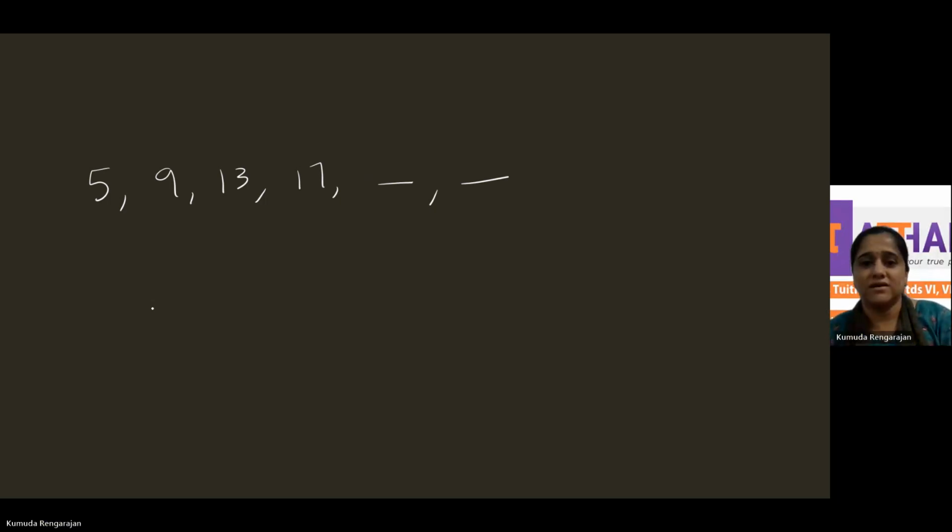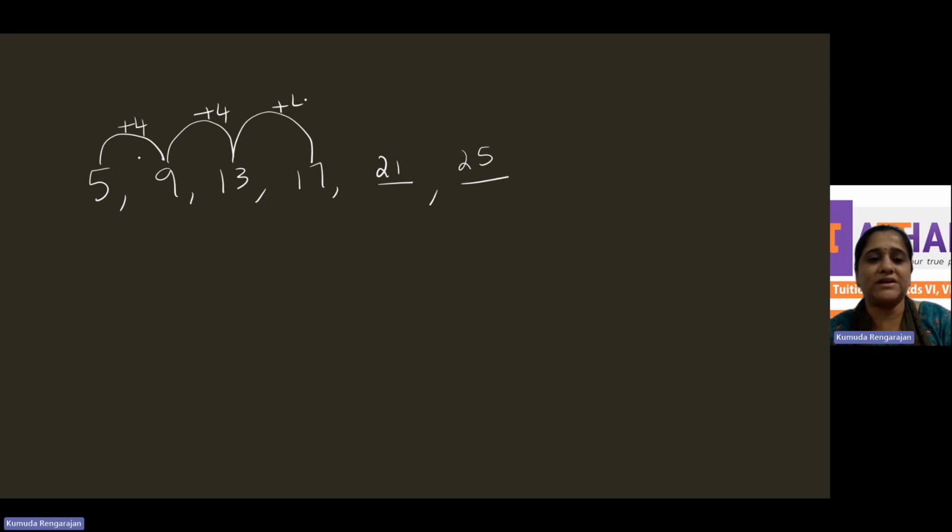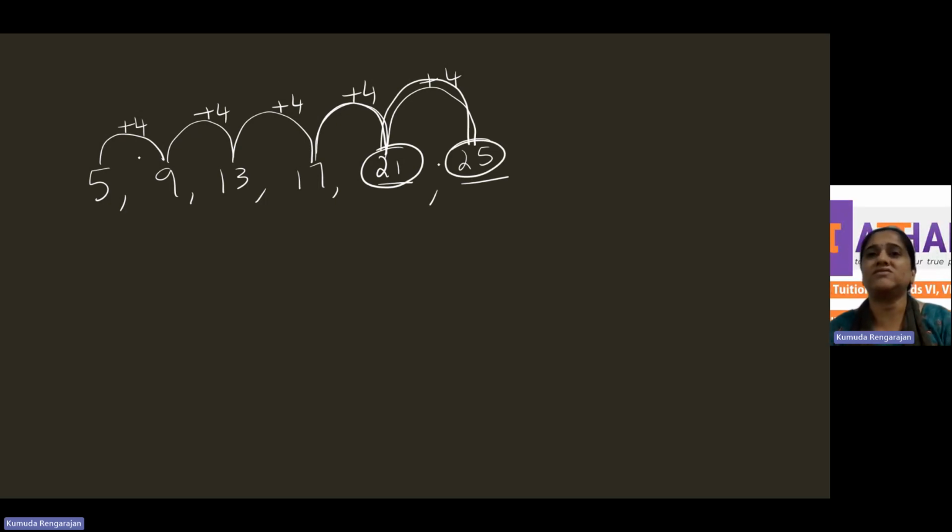21 and 25. Very good. 21 and 25. Because 5 plus 4 is 9. 9 plus 4 is 13. 13 plus 4 is 17. 17 plus 4 is 21. 21 plus 4 is 25. So 21 and 25 are the next 2 numbers in this pattern. All right. Okay, try this.